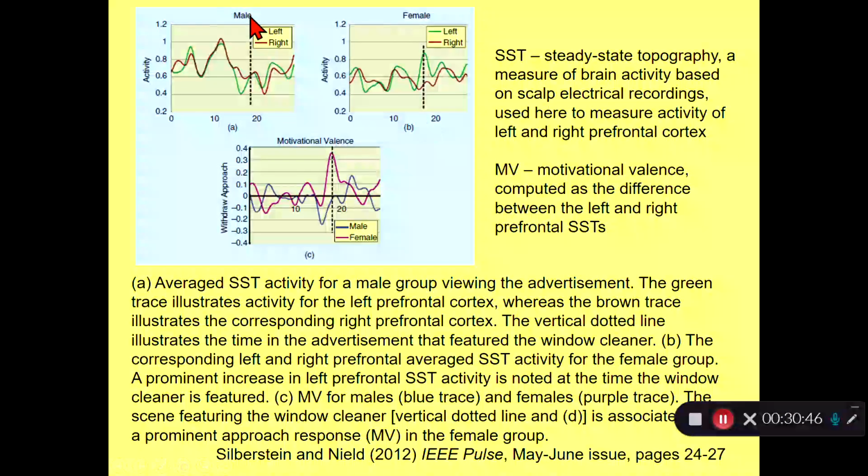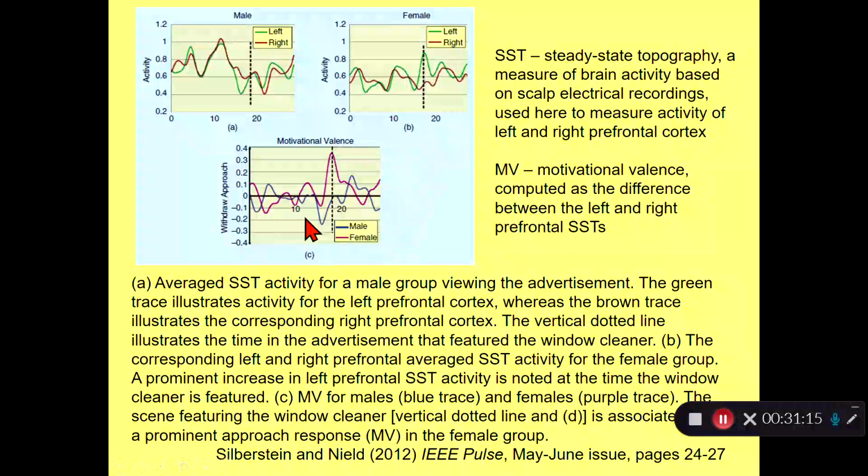And you can see in the men at that moment, activity in left and right prefrontal cortex was relatively low and equal. So it's as though the men thought, meh, so what? Not so in the women. In the women, when the sweaty window washer shows up, right prefrontal cortex has low activity and left prefrontal cortex has rather high activity.